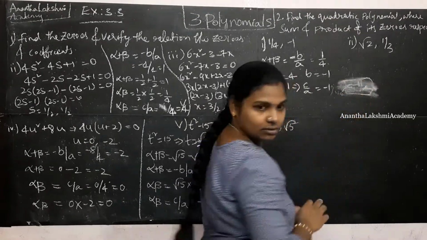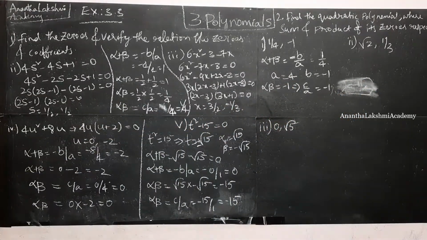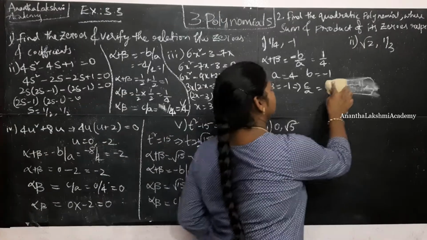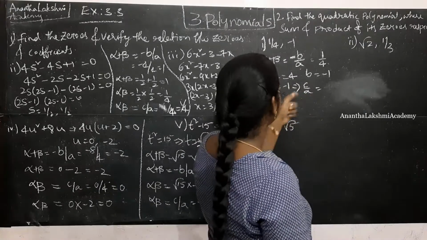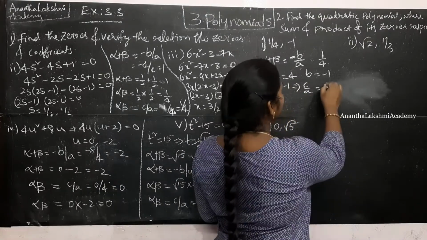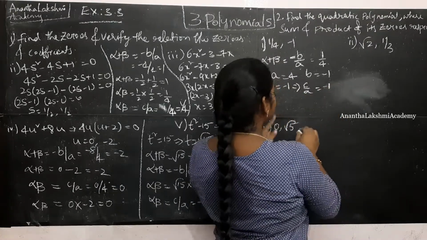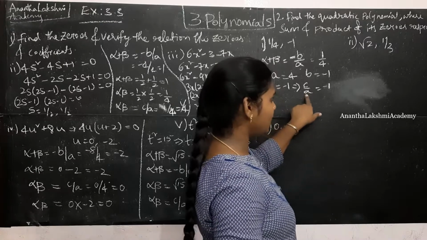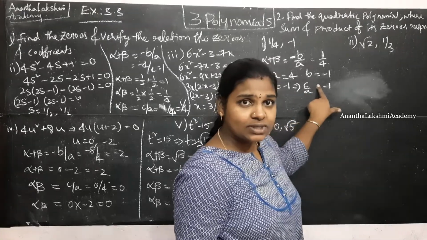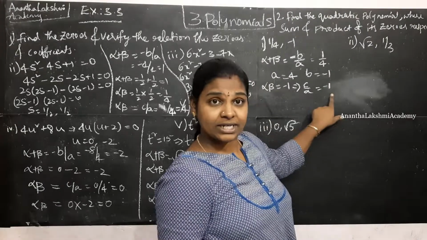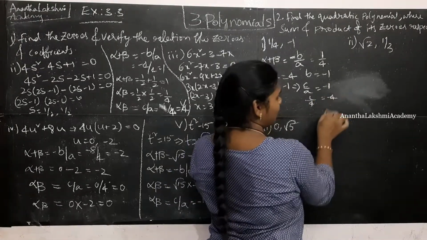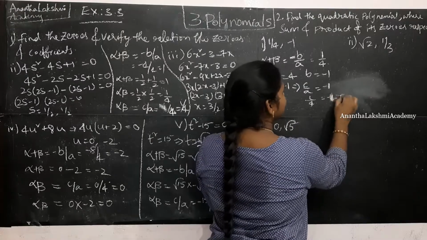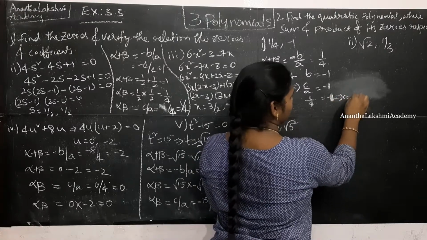So c by a, right? This is alpha beta is equal to c by a is equal to minus 1, which indicates that we have already got 4 here. What should be the c value such that c by a becomes minus 1? Nothing but minus 4, right? C is equal to minus 4.